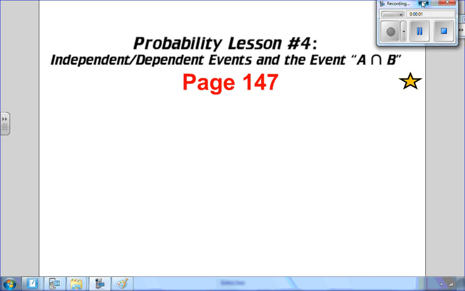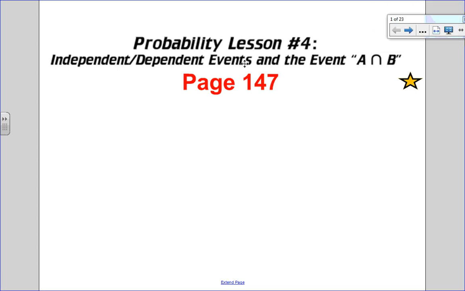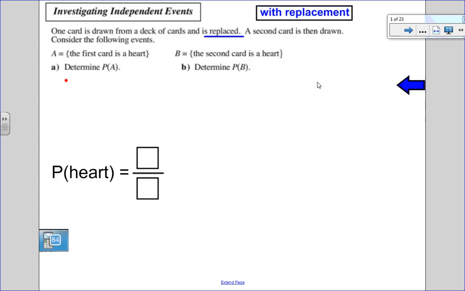Hello, Matthews, Gatos here. In this lesson, we're going to look at independent and dependent events, or A intersect B. So hopefully you remember that A intersect B means and. Lesson 3 was or probabilities. This is all about and probabilities. So let's look at investigating independent events.